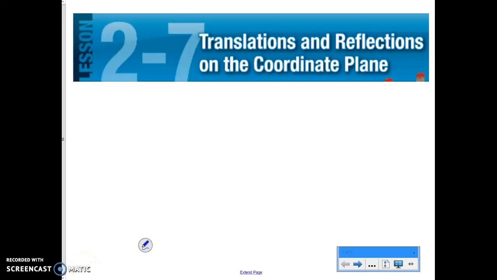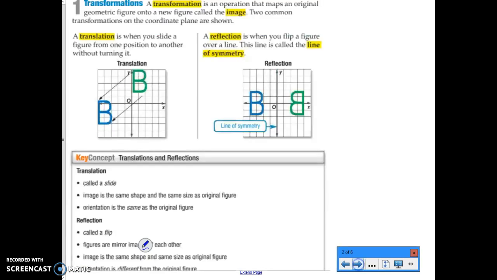Today we are talking about translations and reflections on the coordinate plane. This is Chapter 2, Lesson 7. So we'll talk about a transformation. Make sure you get all of these vocab words in your notes. A transformation is an operation that maps an original geometric figure onto a new figure called the image.